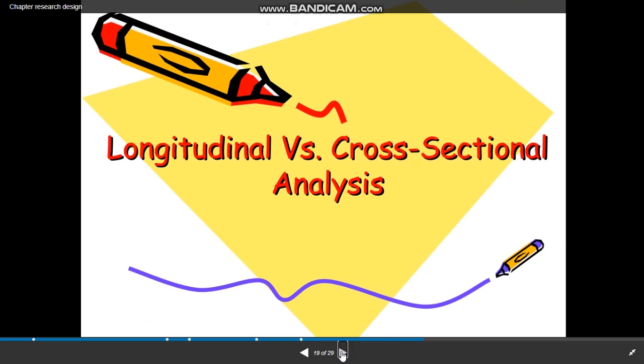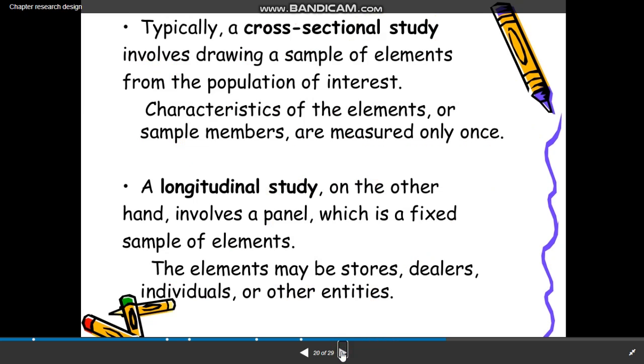We are moving towards longitudinal versus cross-sectional analysis. Sometimes we have to decide this because someone asks whether our study is a cross-sectional or a longitudinal study. Now this is the million-dollar question which one should know.